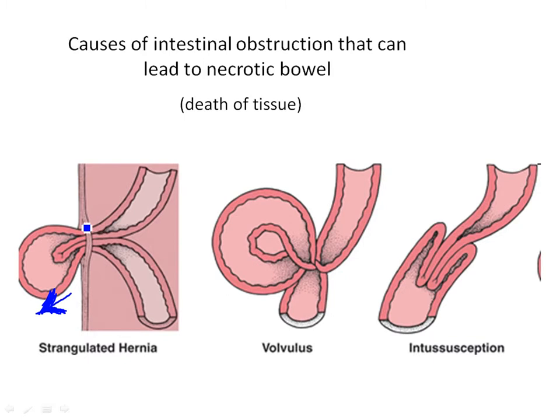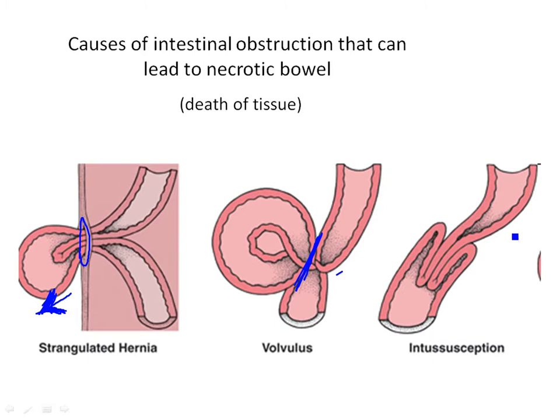And if it is tight enough, we can cut off the blood supply, and that leads to necrosis, which is death of tissue. Okay? The intestines can also twist. Again, this would cut off the blood supply and cause death of tissue. This can happen to the large intestine or the small intestines.